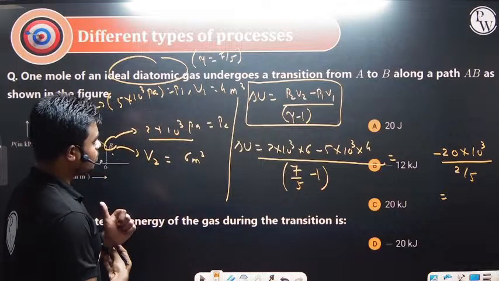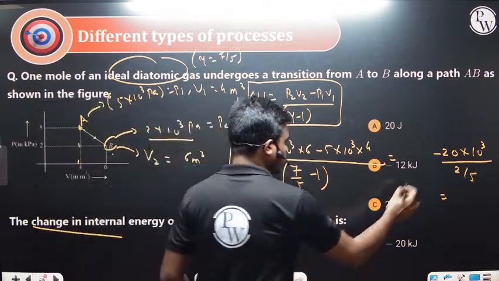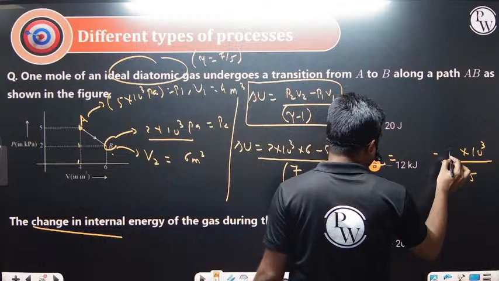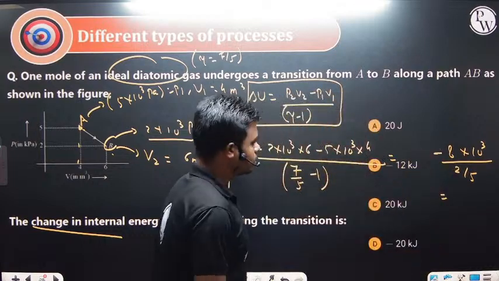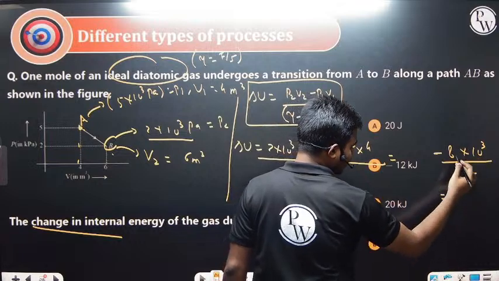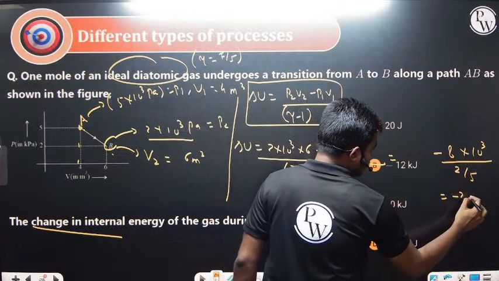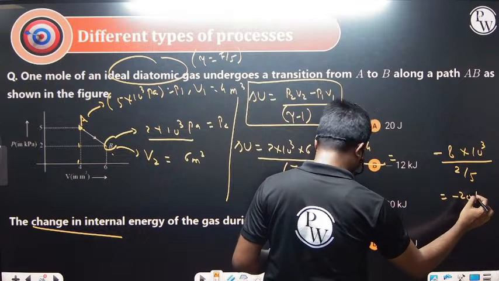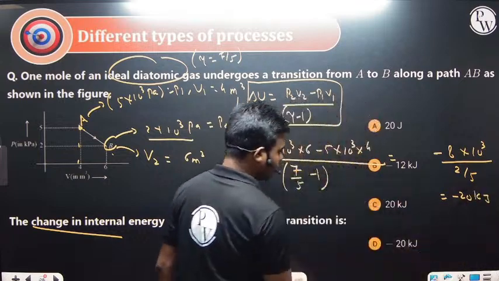6 into 2 is 12, minus 20, so this will be minus 8 into 10 to the power 3. So minus 8 into 5 by 2, we are getting minus 20 into 10 to the power 3. So minus 20 kilojoule. Answer is option D.